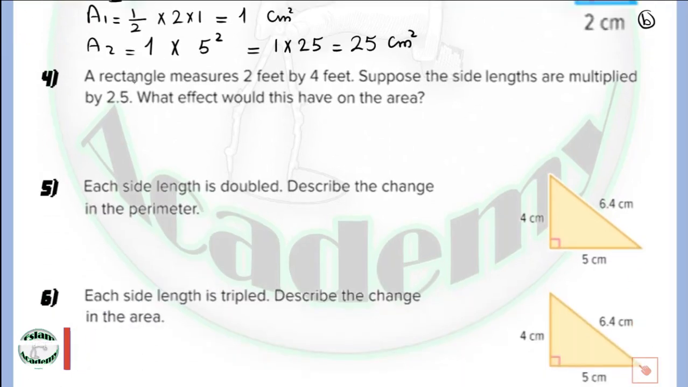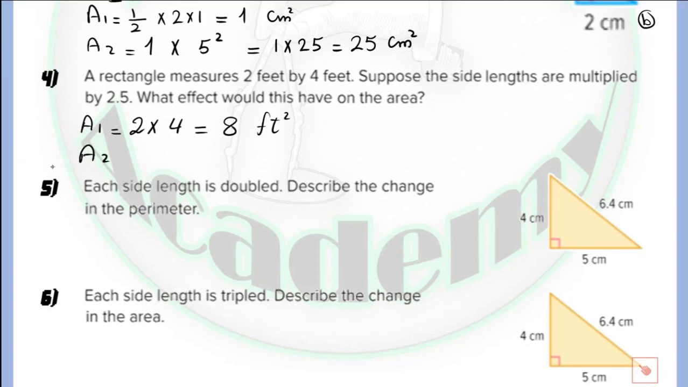So again, we have a rectangle with dimension 2 and 4. Suppose that we multiply the dimension by 2.5. We need to know the effect on the new area. Number 1, we need to find area 1. Area 1 will be equal to length multiplied by width, because we are talking about rectangles. So it will be 2 multiplied by 4. The answer will be equal to 8 feet squared.